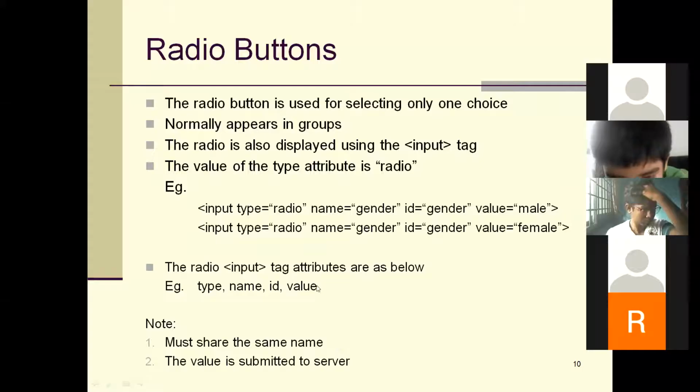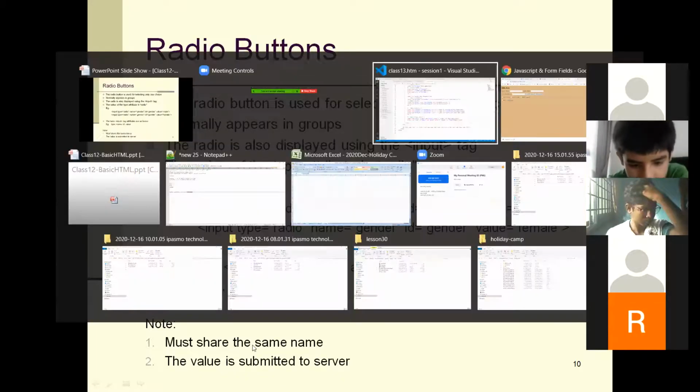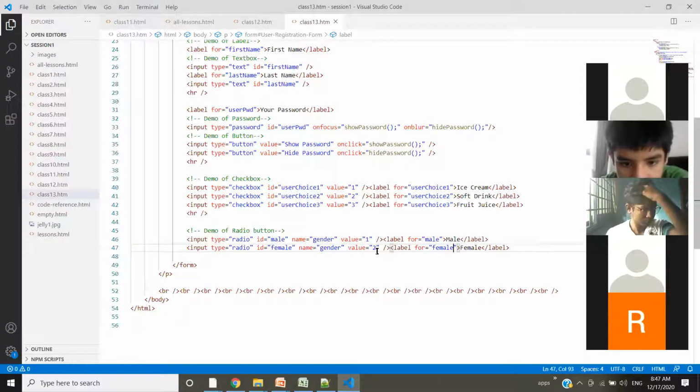Okay, what we have: radio buttons. The value is submitted to the server. So what is the value here? In this case, we have 1 and 2 here. The value for a radio button will be sent as only one value. Gender will be either 1 or 2, like that. Here, user choice can be 1, 2, 3, or 1, or 1 and 3, or 2 and 3, any combination or all. These are the values that will be submitted to the server.